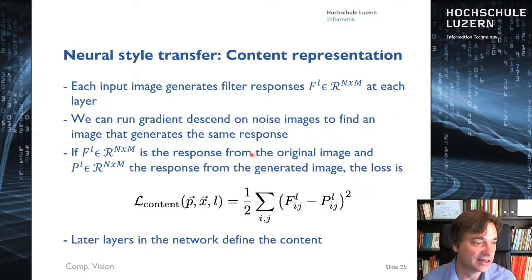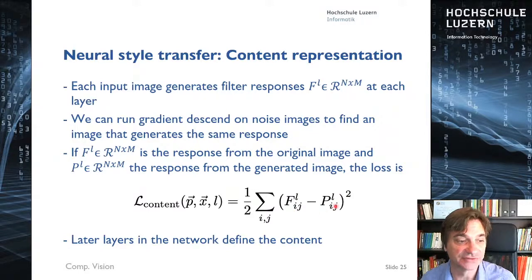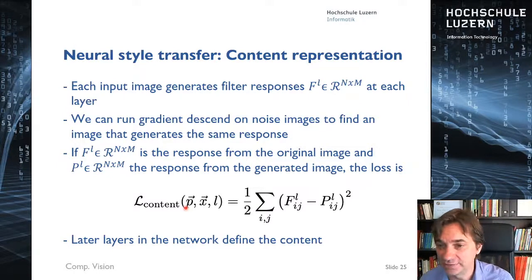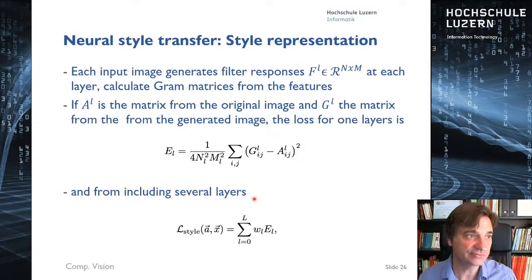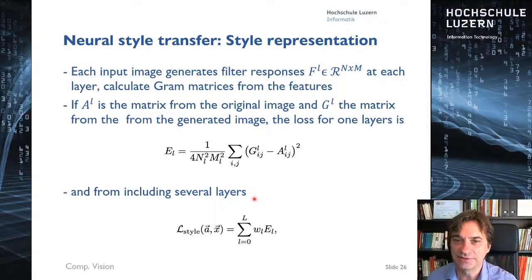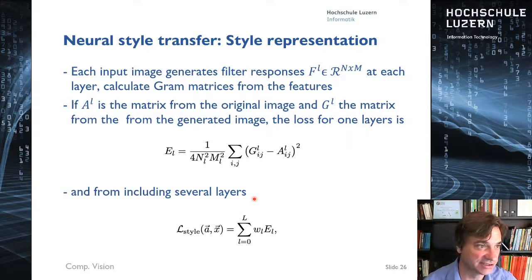So this time the loss function is the difference between the feature vectors from the original image and the feature vectors from the generated image, and with this loss function we calculate the gradient and again update the image. So this was the content representation, and for the style representation we just use the same thing that we have used for the texture generation.